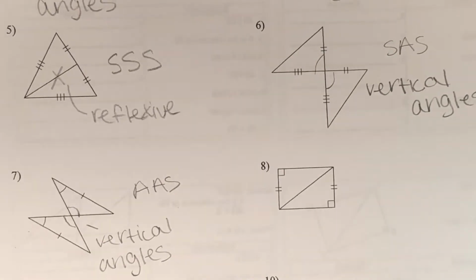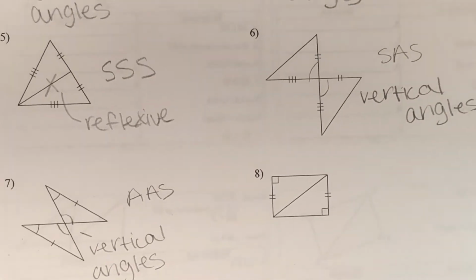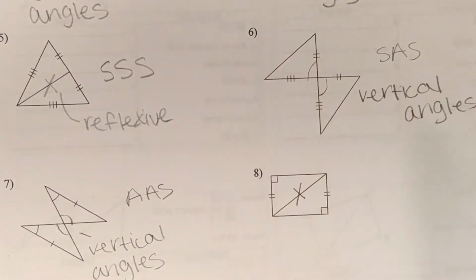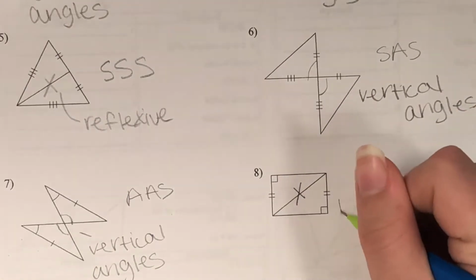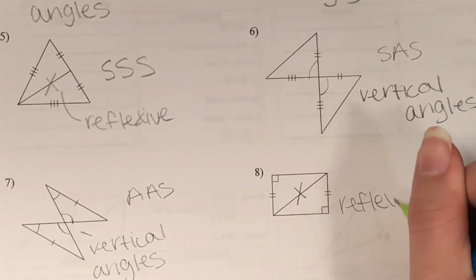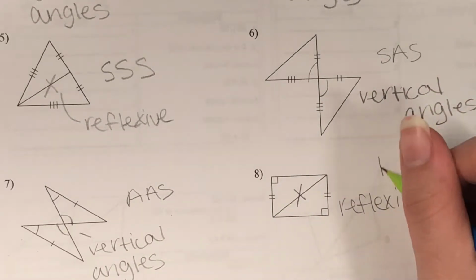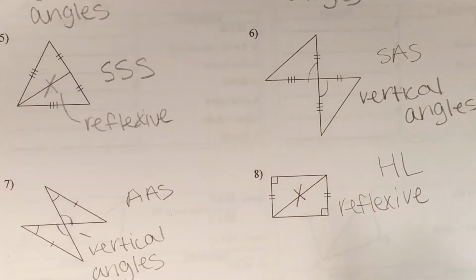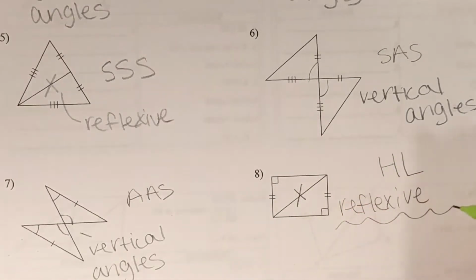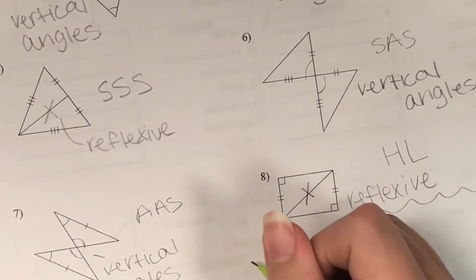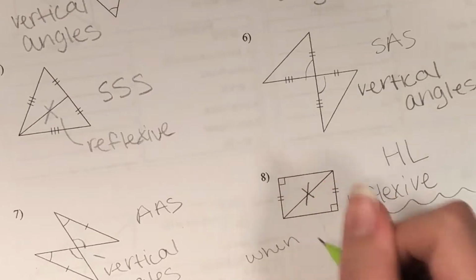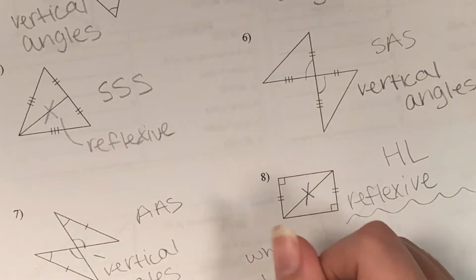In number 8, the reflexive property is missing. When we mark this and notice each triangle is a right triangle, we know that these triangles are congruent through hypotenuse leg. We know this is hypotenuse leg because one leg and the hypotenuse of each triangle are congruent. Right triangles wouldn't be congruent through HL if only the legs were marked.